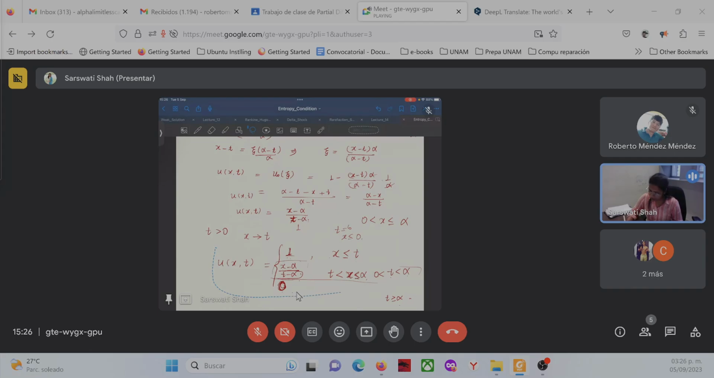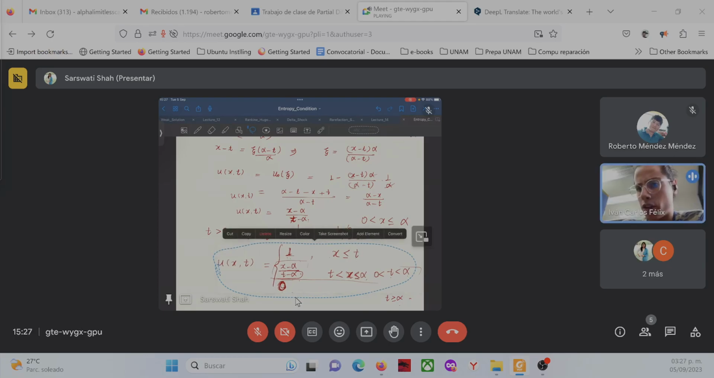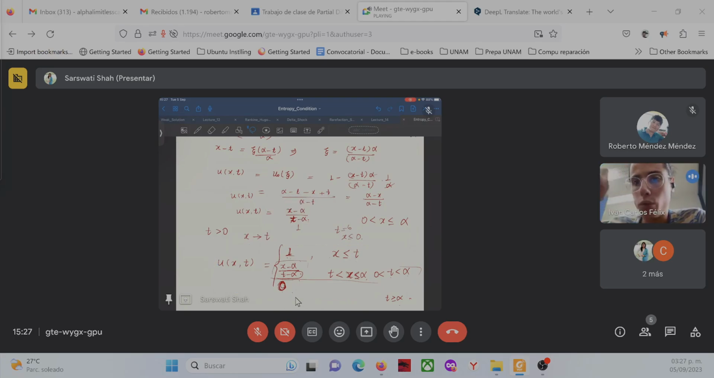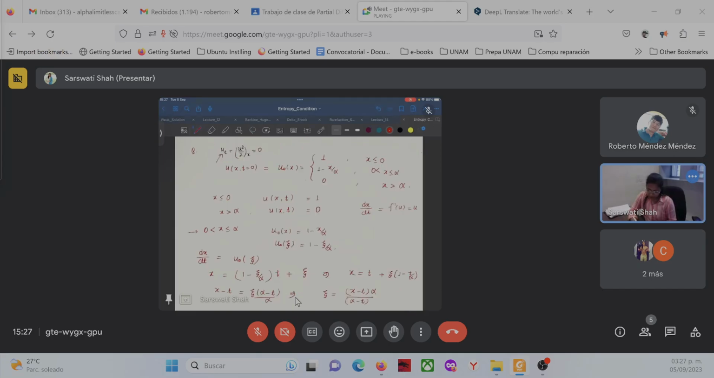I think that is also the question of Camilo, is it? I'm not understanding why u is equal to 1 when x is less than or equal to t. So this is the solution. x is less than or equal to 0.